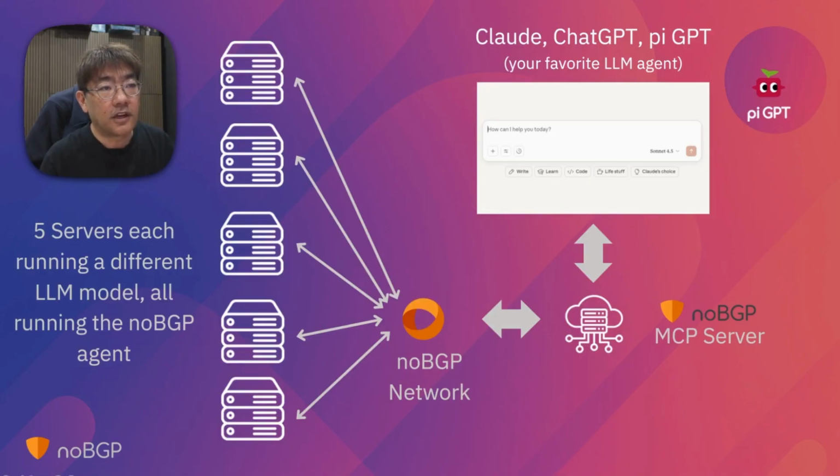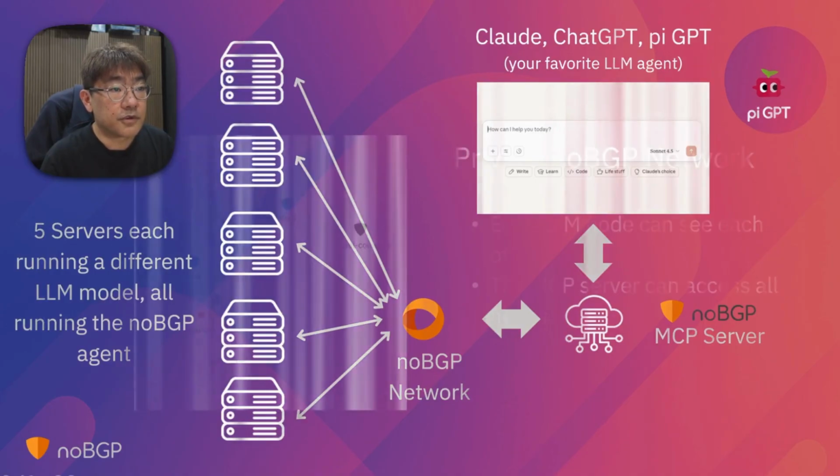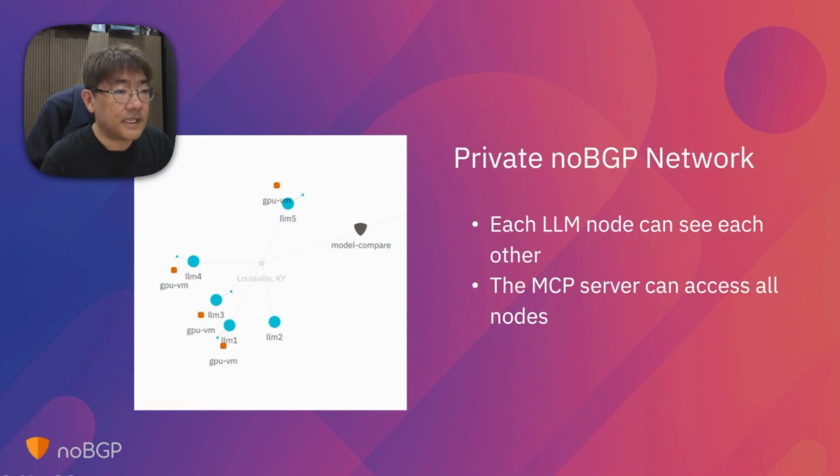Watch our Claude onboarding video to help set up Claude with the MCP server, as well as how to install agents on your Linux devices. This will create a private overlay network. Each LLM node will be able to see and connect to other nodes on the same network. The MCP server will be able to access all the nodes.